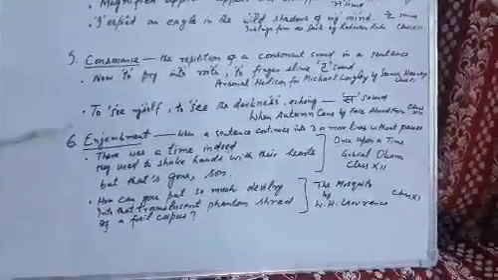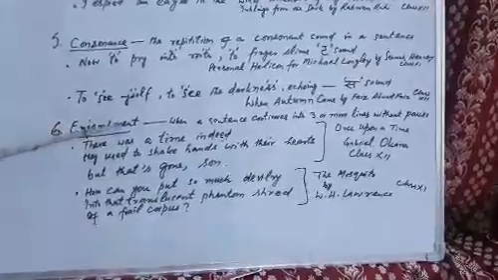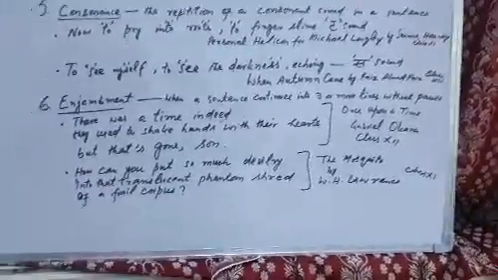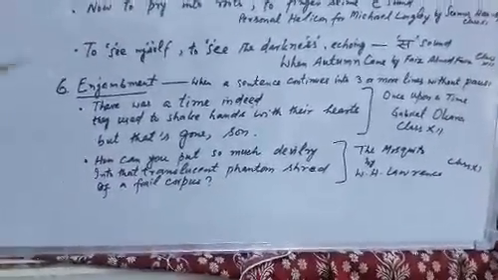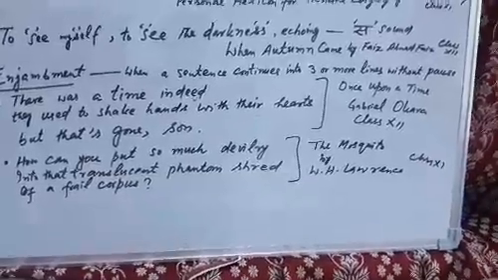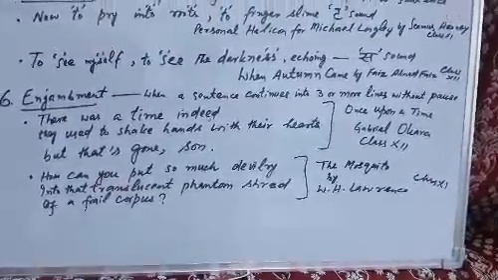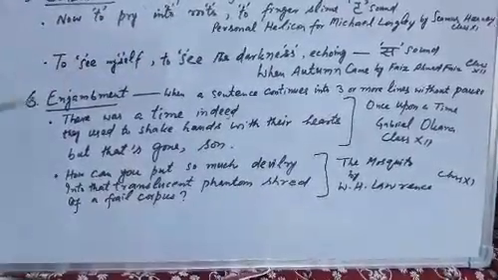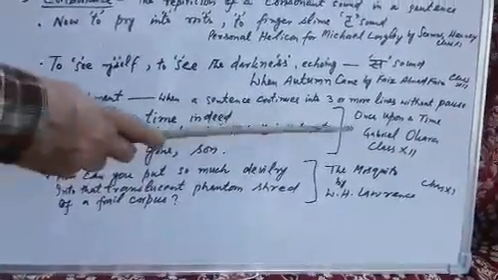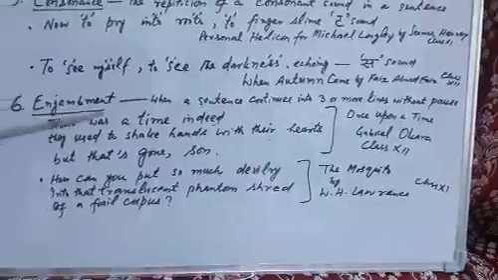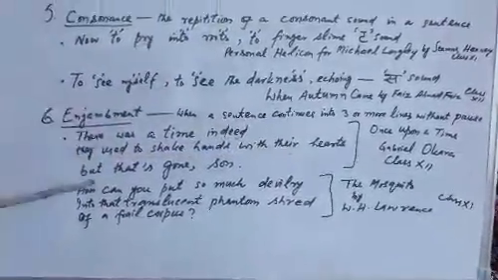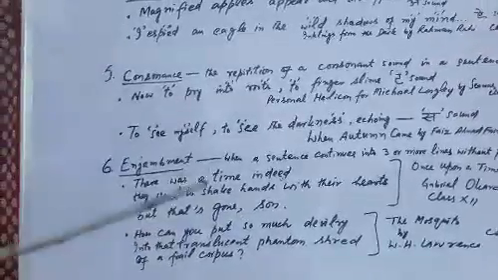Sixth device is enjambment. Sometimes in a poem, a sentence continues into three or more lines without a pause. This device is known as enjambment. For example, Once Upon a Time by Gabriel O'Connor, class 12 poem. "There was a time indeed, they used to shake hands with their hearts, but that is gone, son."